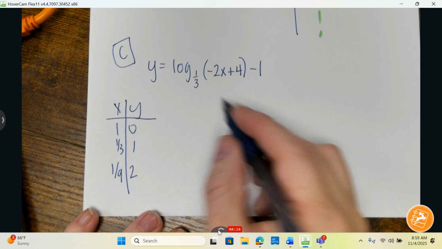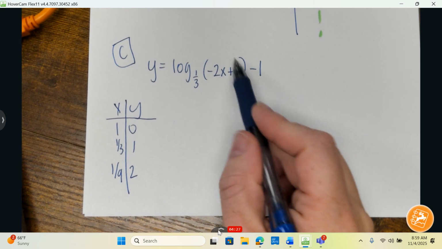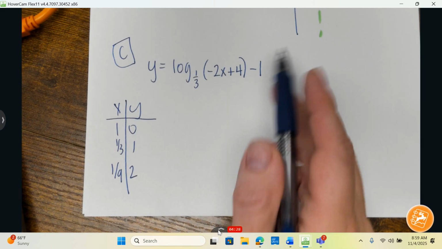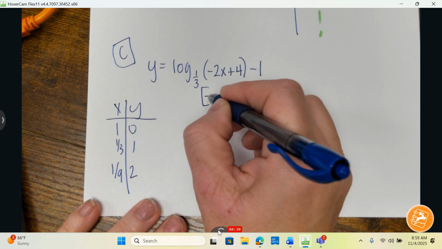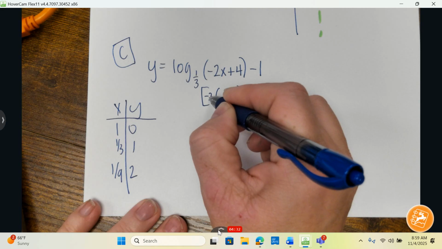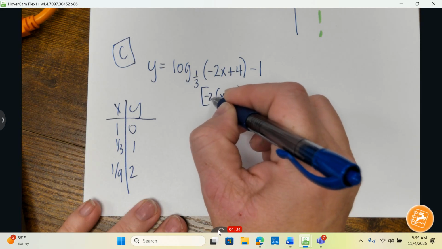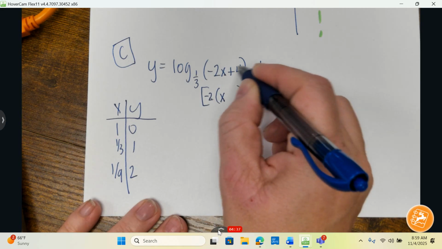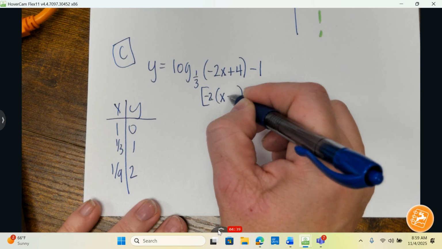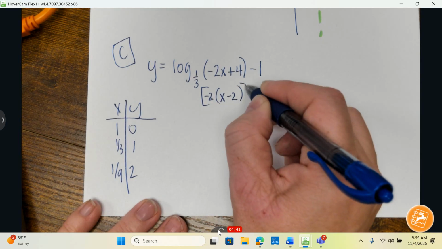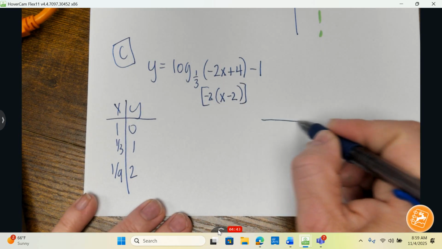Awesome. Okay, next I look up here and I'm like, uh-oh, this doesn't look right. That x has to be by itself. That means I need to factor out that -2. So -2 times x is -2x. I need a positive 4. -2 times -2 is a positive 4. Okay, time to graph here.